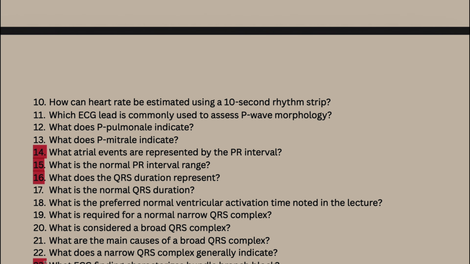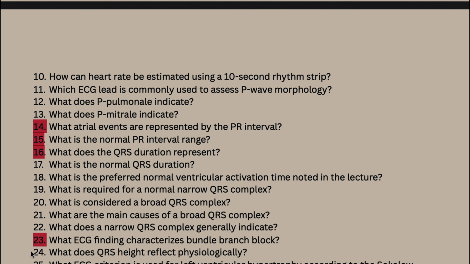A broad QRS complex is defined as a duration greater than 120 milliseconds. The major causes of a broad QRS complex include bundle branch block, ventricular rhythm, pre-excitation, and pacemaker rhythm. Whenever you see a broad QRS complex, think of abnormal ventricular activation.